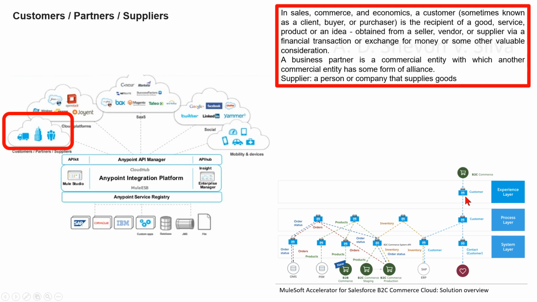B2C commerce experience API. The B2C commerce experience API supports the following functionality: new customer profile creations and updates made to existing profiles in B2C commerce for storefront users, and are posted through this API for further processing by the downstream APIs and implementations.